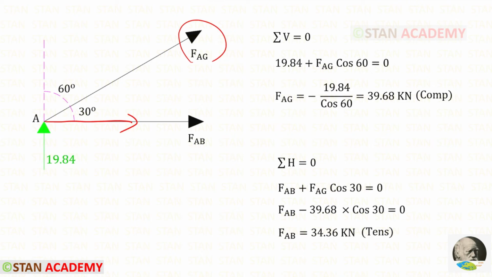To keep it in the horizontal direction, we need 30 degree. Since it is acting towards the right side, it will be positive, and we have to multiply with the cos 30. We have found FAG and it is compressive. Since it is compressive, we have to apply that as negative. For FAB, we will get a positive value, that means it is tensile.